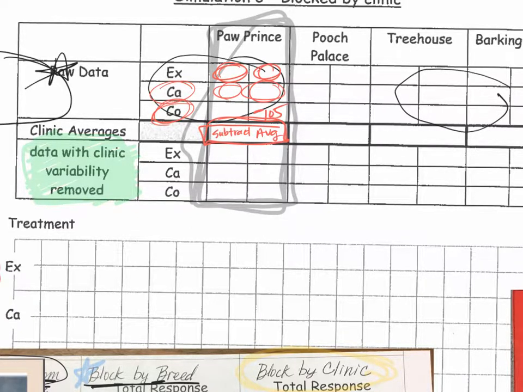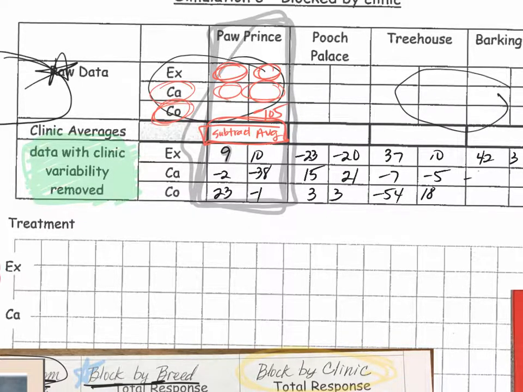So then after that, we get all these different numbers, and here is an example of numbers that came from first period today. The numbers in Paw Prints were these: 9, 10, -2, -38, 23, and -1. Pooch Palace are these numbers here. I'm putting these numbers up so that you at least have some data if you need it. And then Treehouse. And finally, Barking Lot, 42, 3, -40, 33, -45, and 6.